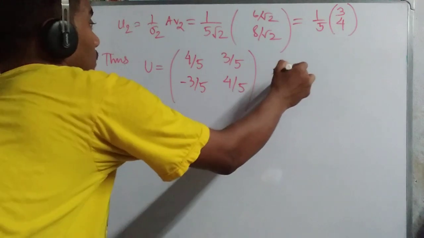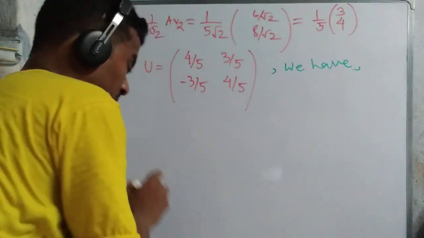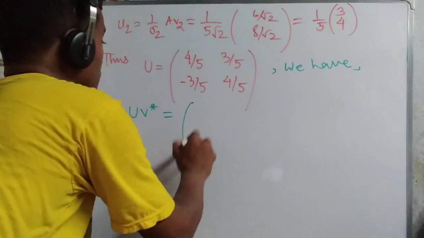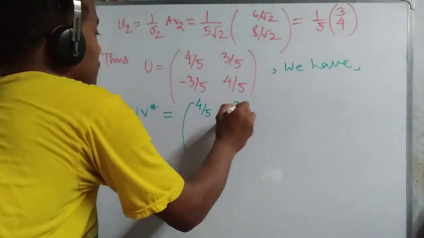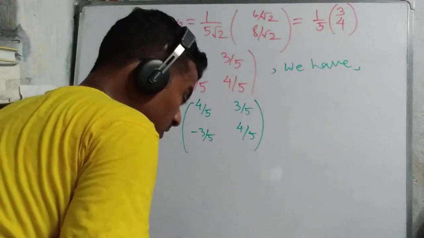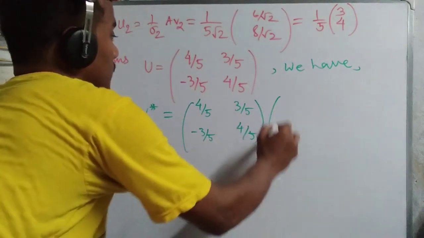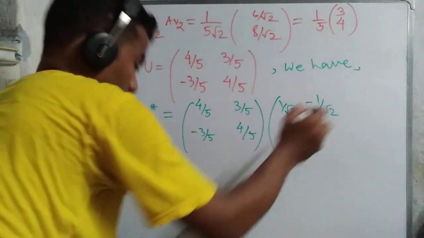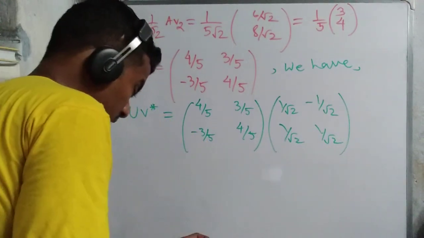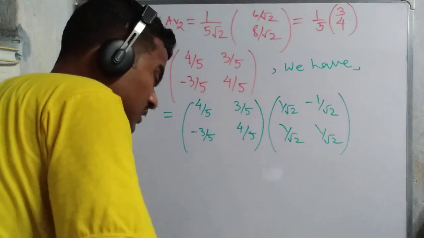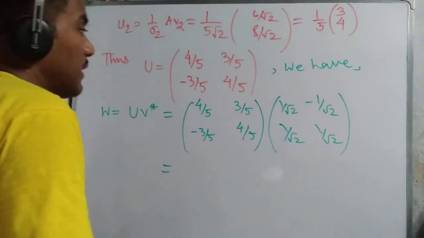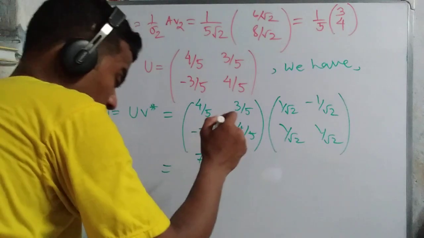Therefore we have W equal to U V star. U equal to this one, and V star equal to 1 by root 2 [[1, -1], [1, 1]]. Understood? Just V transpose. And then this one equal to what?